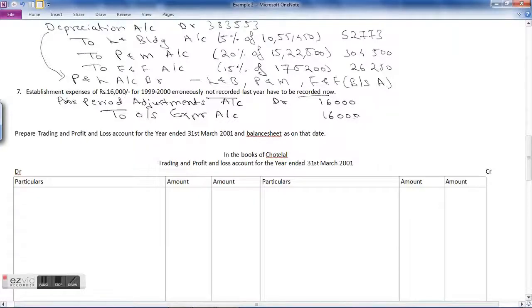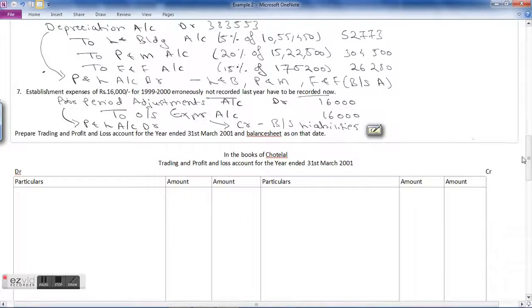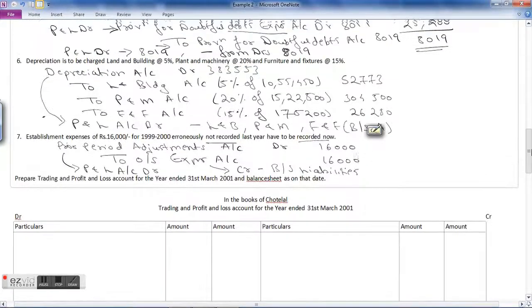Okay, so what will be the impact of this? Since the prior period adjustment is a nominal account, it will go to your profit and loss account debit side, and outstanding expense, it's a personal account, representative personal account showing a credit balance, so it will go to balance sheet liabilities side.